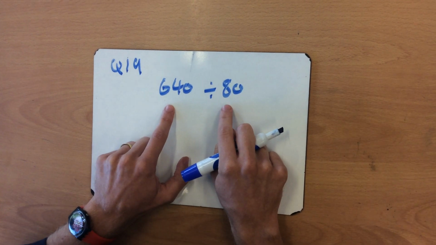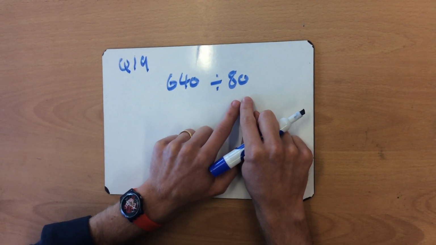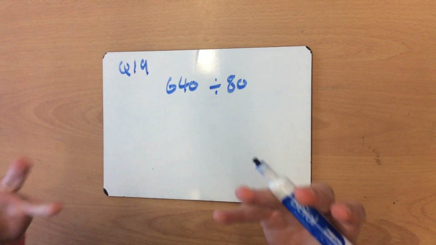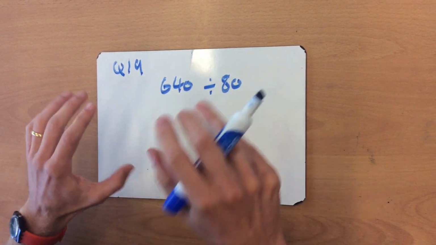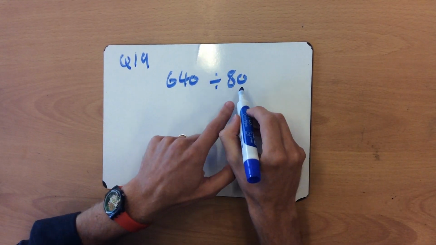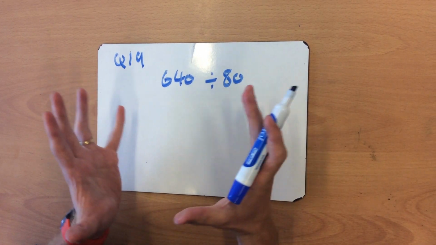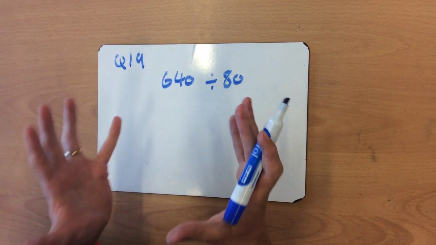Now, you might look at this and think, oh my gosh, Mr. Conway, I've got a 3-digit number divided by a 2-digit number. It must be long division. Well, actually, it's much simpler than what you think. Because I've got 640 divided by 80, I can actually just scale this whole calculation down. Remember, mathematicians are very lazy. We like to keep things as simple as possible.